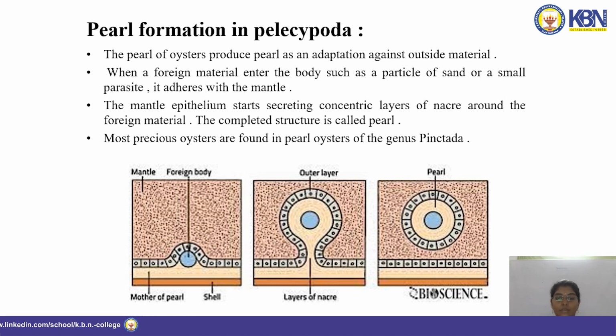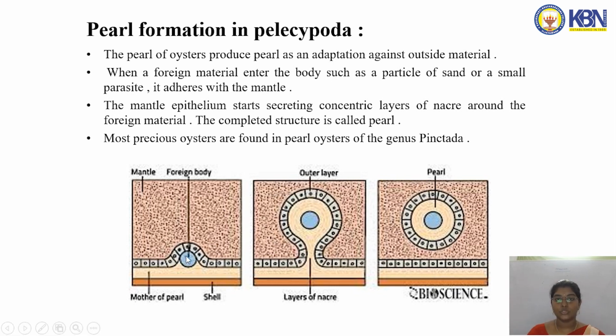In the diagram we can observe this one is the foreign material. It adheres to the mantle. And this layer is called the mother of pearl, and this layer is called the mantle, the inner part. This is the foreign body. It adheres with the mantle. And here layers of nacre will be found. Next, inside, pearl formation happens.